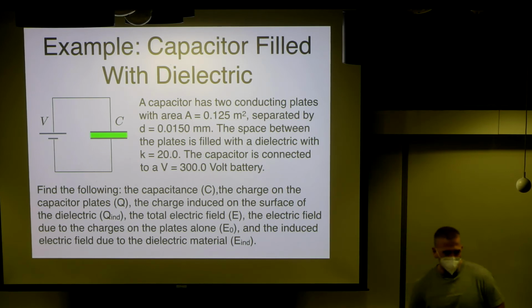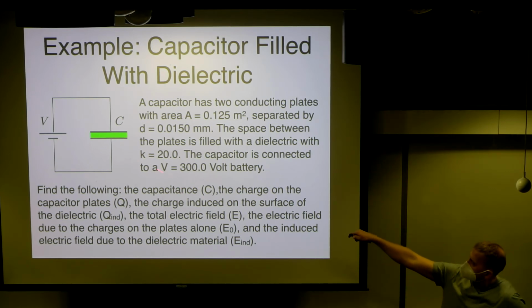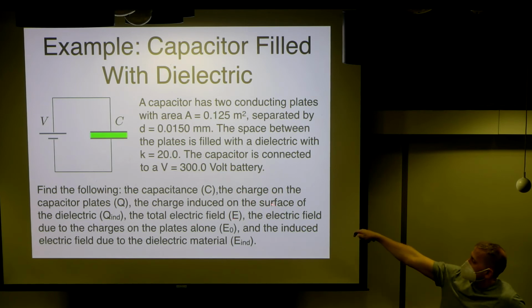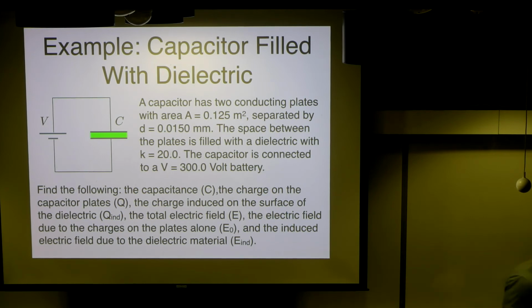We're going to do a whole bunch of calculations. We're going to calculate the capacitance of this capacitor, the charge on the plates, and the induced charge on the surface of the dielectric. We're going to calculate the total E field, the electric field due to just the charges on the plates, and also the induced E field. So basically, we're going to use every single formula that we derived today in this problem. You ready? All right, let's do it.